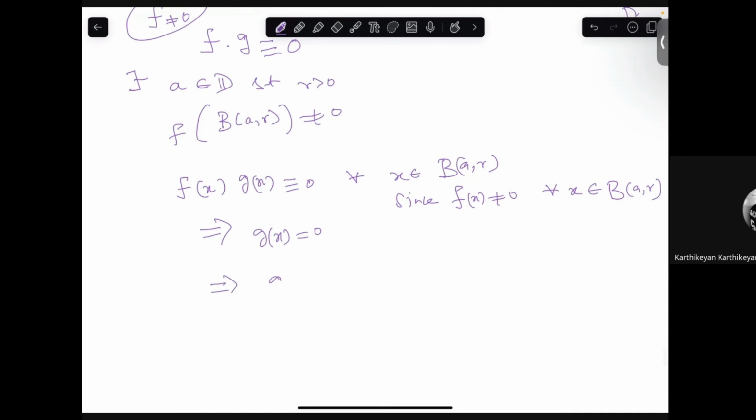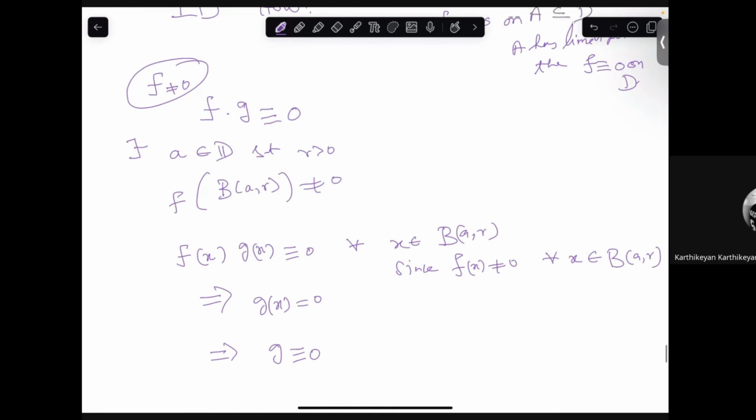So that implies g is identically 0. Why? We know that the ball a comma 0, for example, a minus r by n, is a sequence which converges to a. This is clearly a sequence. When n is greater or equal to some value, or you can also do this. Instead of this, you can do this. This is a sequence which converges to a, and it is there. It's a very genuine sequence, and it has a limit point. A itself is a limit point.